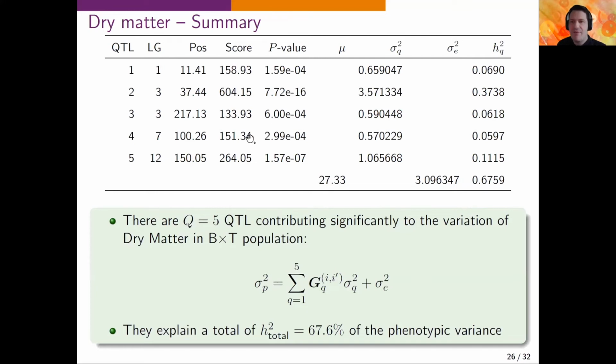So once we have the final set of QTL, we can fit the multiple QTL model again, which will give us the estimation of each variance component and the heritability for each QTL. So in this case, 5 QTL explain 68% of the total phenotypic variance for dry matter in this population. And I can sum these heritabilities because they are fitted together in the same model, right? That's something you cannot do when you're doing single QTL analysis.